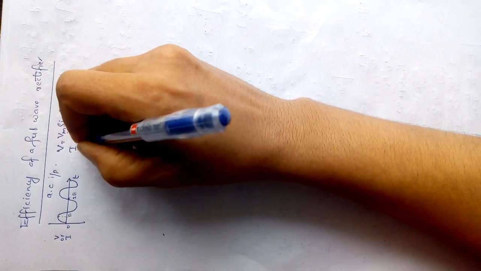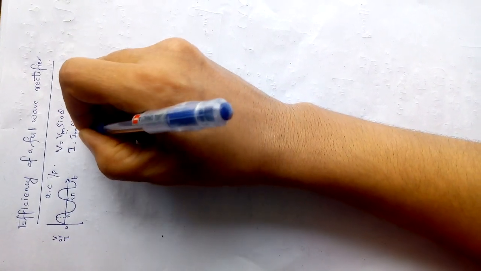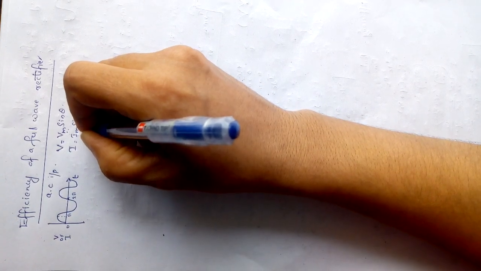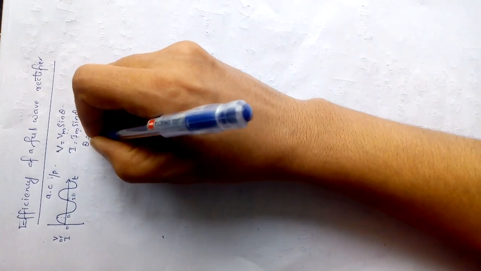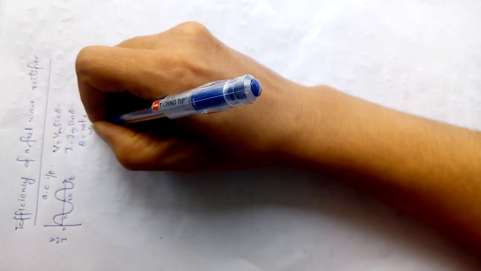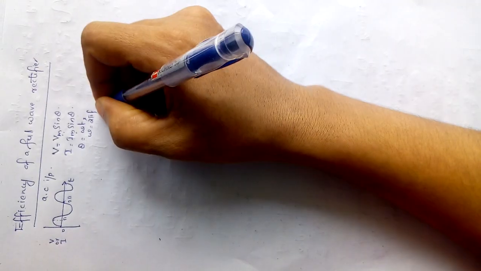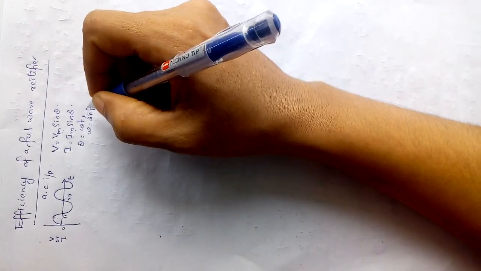Then the current is I is equal to Im sin theta, and Im is also the maximum value of current. And this theta you can write as omega t, where omega is equal to 2 pi f. Omega is known as the angular frequency, and f is known as the linear frequency.